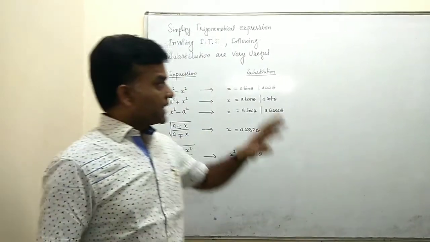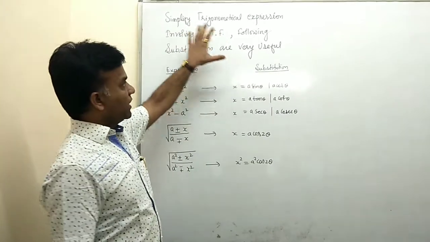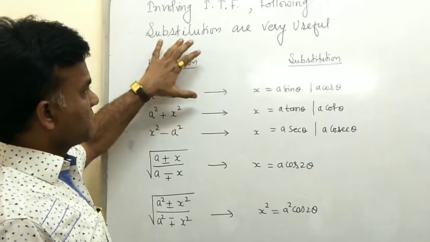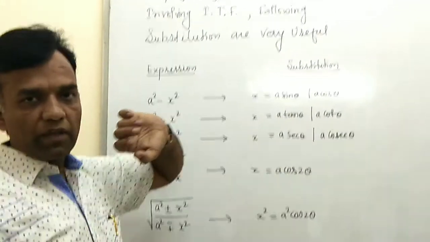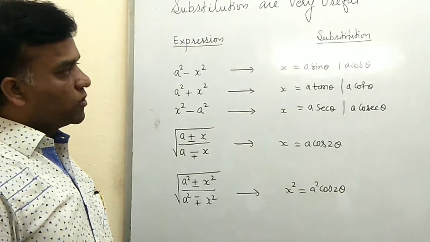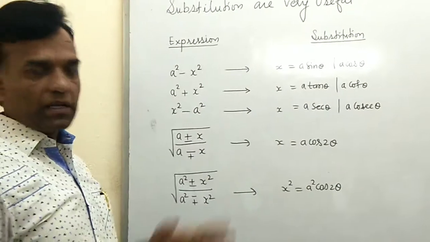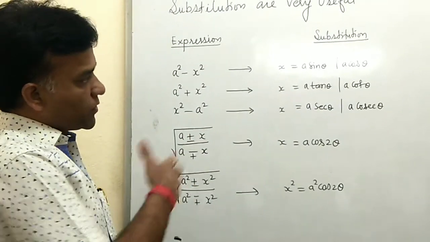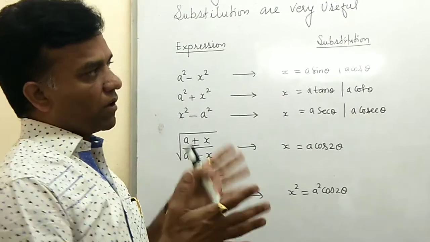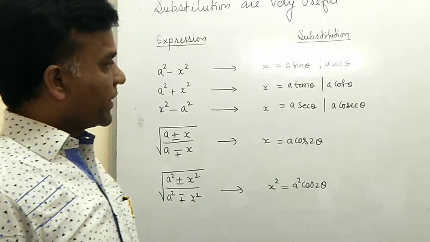So now we discuss some specific terms. To simplify trigonometrical expressions involving inverse trigonometrical functions, the following substitutions are very useful. We discuss some trigonometrical identities and their substitutions. We list them first, and then with the help of examples I also explain how to substitute these trigonometrical values and simplify the given inverse trigonometrical function with the help of these trigonometrical ratios.